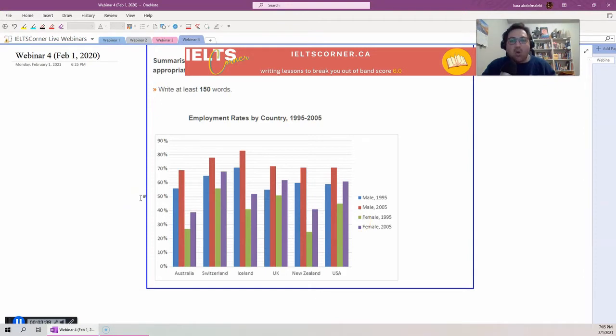What else? Employment in females is generally lower than males. Yes, that's a second key feature. What is a third and a fourth? Overall, you can see that Iceland has the highest percentage for men, which is the highest percentage overall. And who is the lowest? UK females 1995. No, sorry. New Zealand, yeah, New Zealand in 1995. But here it's Iceland in 2005.